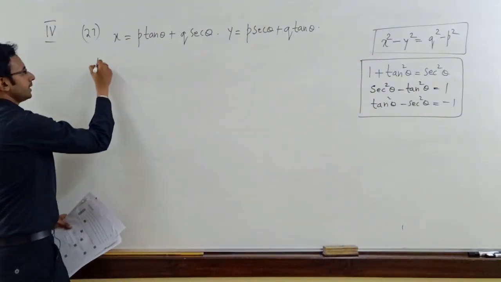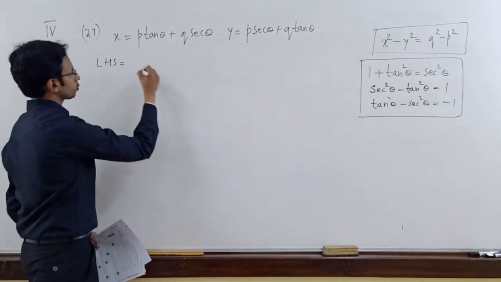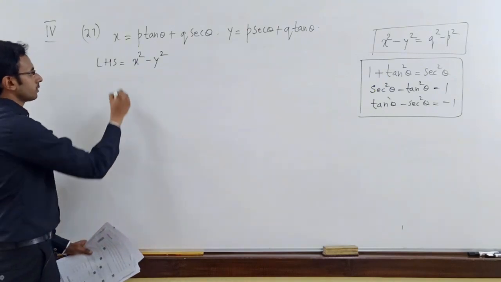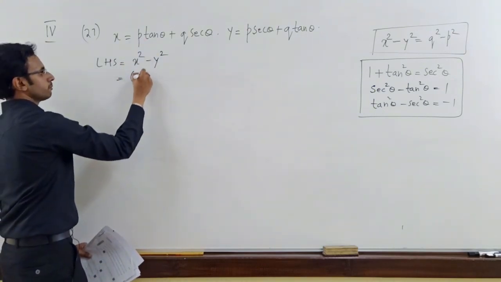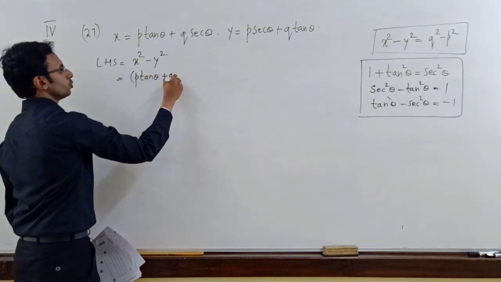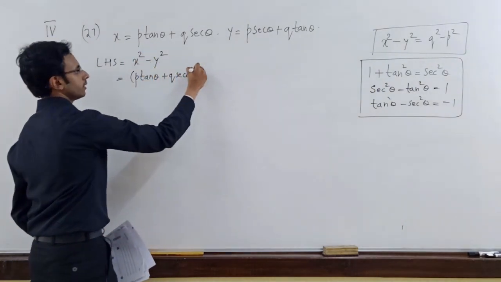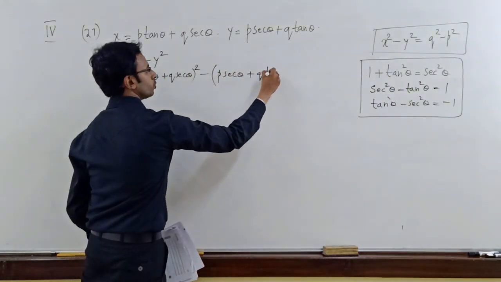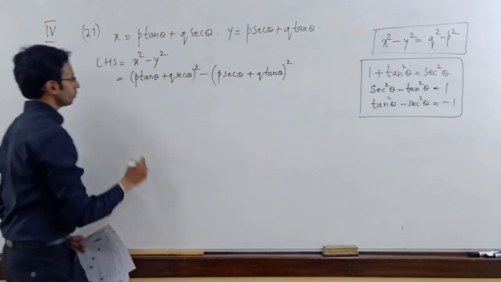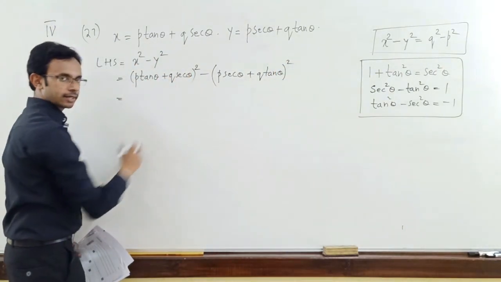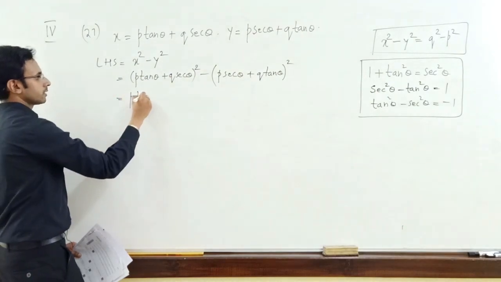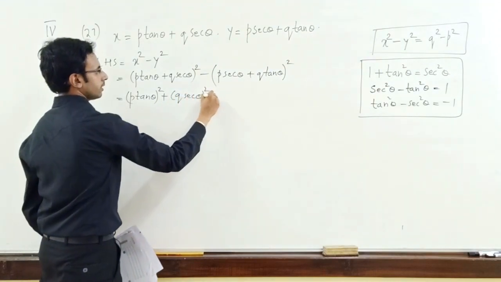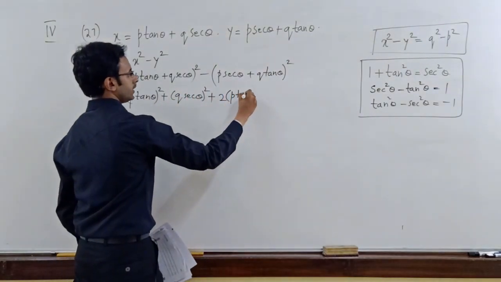So what we do is, let us take the left hand side. They have given x square minus y square. By taking this, we have to reach q square minus p square. The value of x is given as p tan theta plus q secant theta whole square, minus y value, which is p secant theta plus q tan theta whole square. And you know that whole square looks like the a plus b whole square identity. So we expand it in that way itself. It's like a square plus b square plus 2ab.